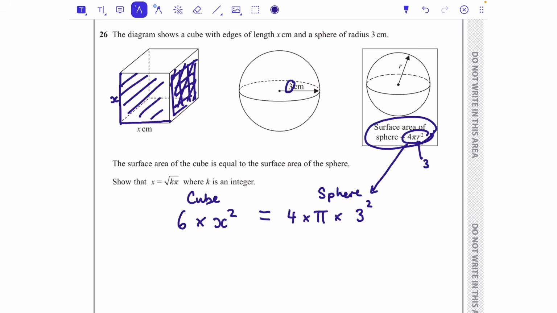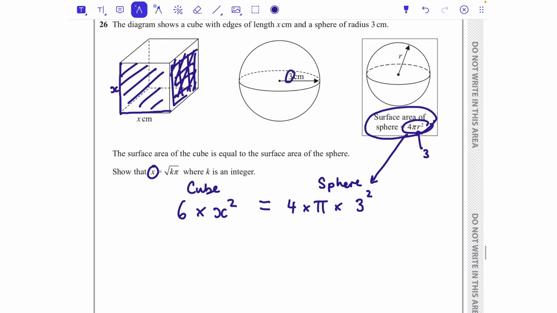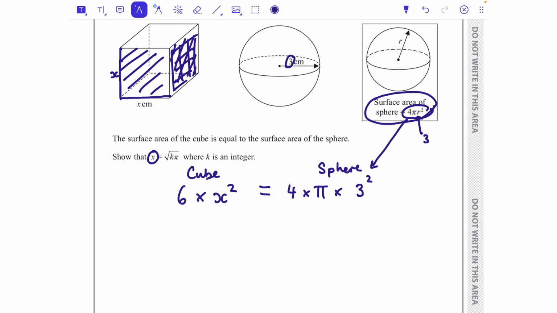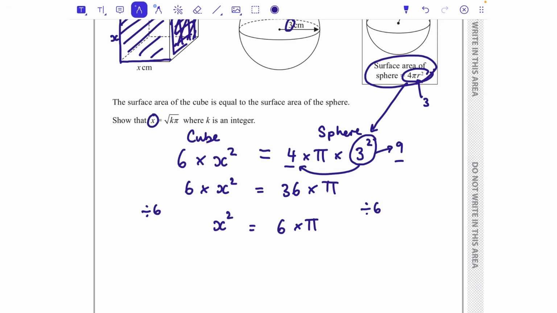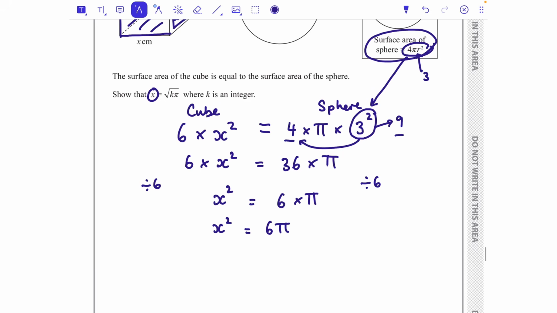And now we're working with this. Now we can see that in their show that, they've got x on its own. So let's work to get x on its own. To do that, I'm going to work out all the numbers. So let's do 6 times x squared equals, now 3 squared is 9. So I'm going to do 4 times 9 on this side, and that is 36 times pi. So the 9 here is just times with the 4 there. Now I can divide both sides by 6. So that's x squared equals 6 times pi. And at this point, I probably wouldn't want to have the times. I'd want to have just x squared equals 6 pi, because we don't really write the times in maths. We just write them next to each other.